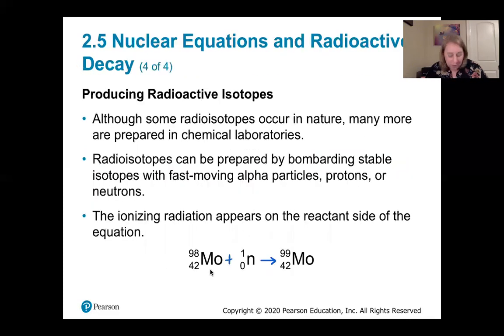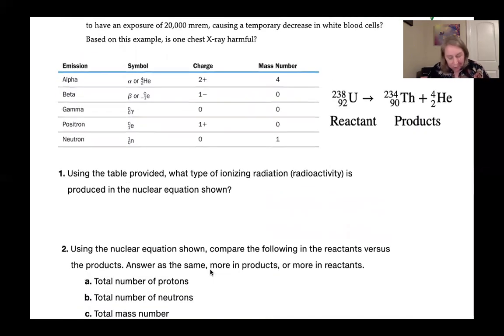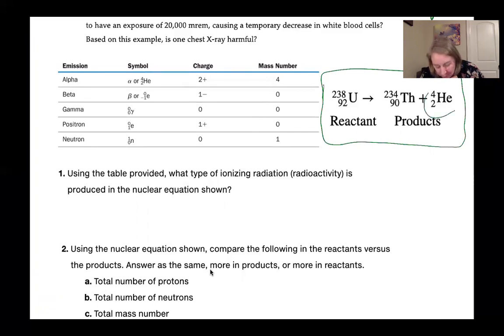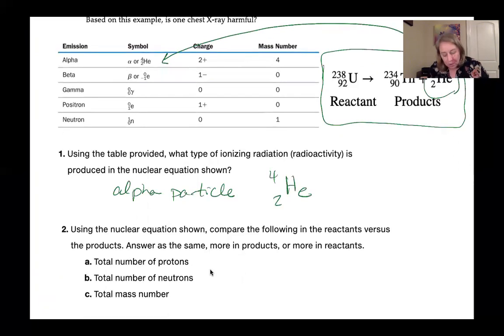Okay, so we're going to stop there and we're going to go here. Okay, so this is what I want to do. Use the table provided and what type of ionizing radiation is produced in the nuclear equation. So here's our nuclear equation. What kind of radiation is produced? Well, I'm going to look right here, and I see that this matches an alpha particle. So this is alpha. So this is an alpha particle. So you can abbreviate that also with the symbol. Either one's fine.